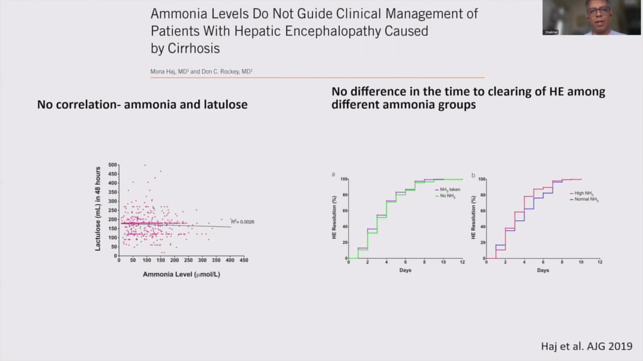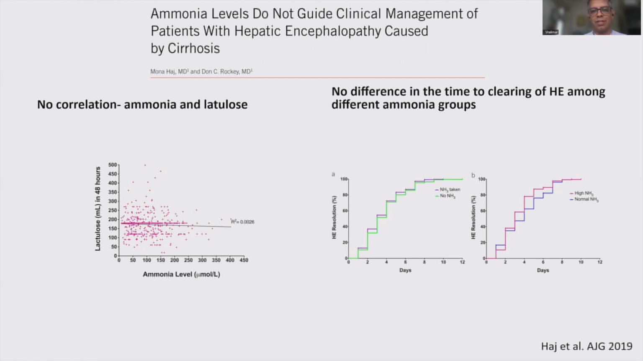There is, in addition, some data to suggest that possibly there is no role or no correlation of ammonia with the amount of lactulose consumption. This study published from the United States also highlighted that there was no difference in the HE resolution among the group of patients in whom ammonia levels were estimated and among those in whom the ammonia levels were not estimated. In addition, they also showed that there was no difference in the rate of HE resolution among those who had higher ammonia levels compared to those who have normal ammonia levels.